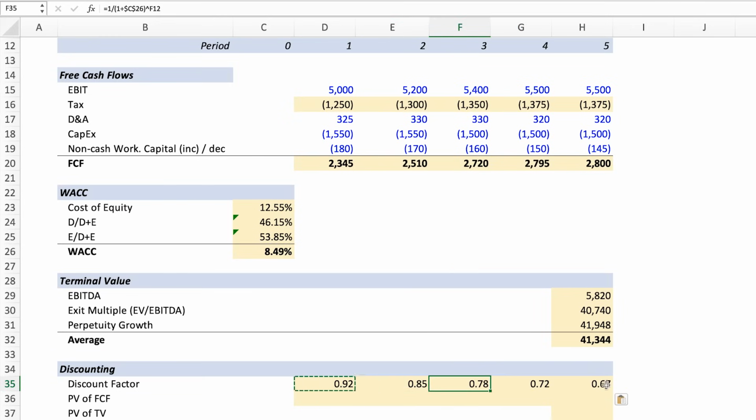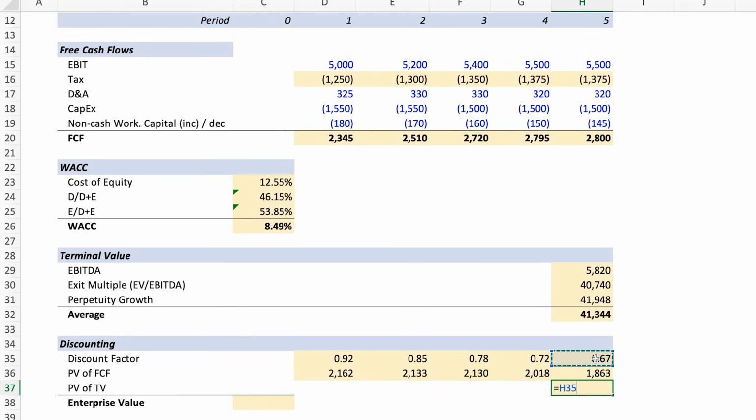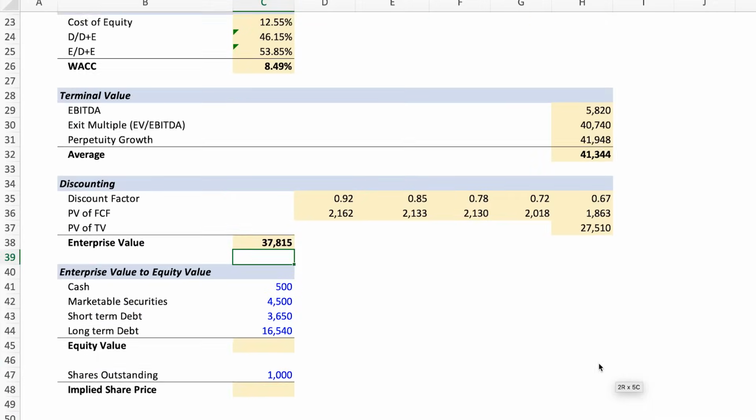And just to make sure I'm not making a mistake here, let me get into this one. Yeah, so this is stuck here, which is how it should be. Then the present value of the free cash flows is just this one times this one, then drag that along. And the terminal value is a similar concept with this one times the average here. Okay, and then for the enterprise value, we're just gonna sum all of these up, just like so.